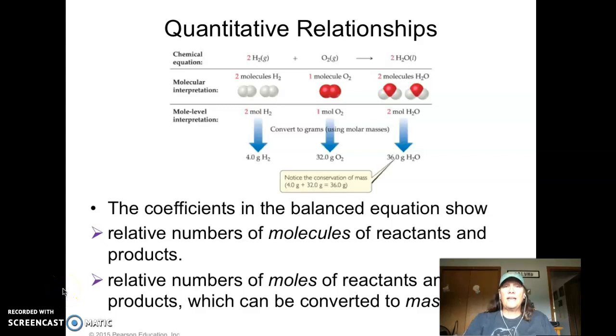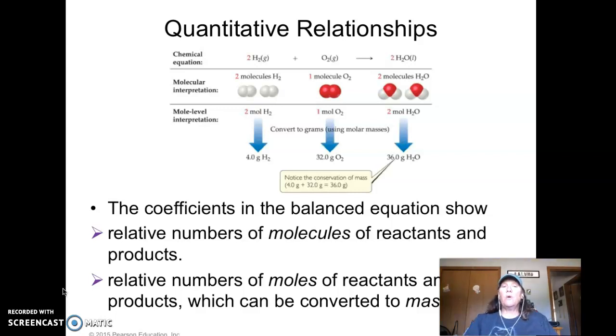The notes we're going to take today are about quantitative relationships. In other words, the quantity you start with determines how much you produce. In an industry, this is really important because it's your product, it's what you sell. Another name for this is stoichiometry, and it's the relationship between your reactants, what you start with, and your products, what you make.